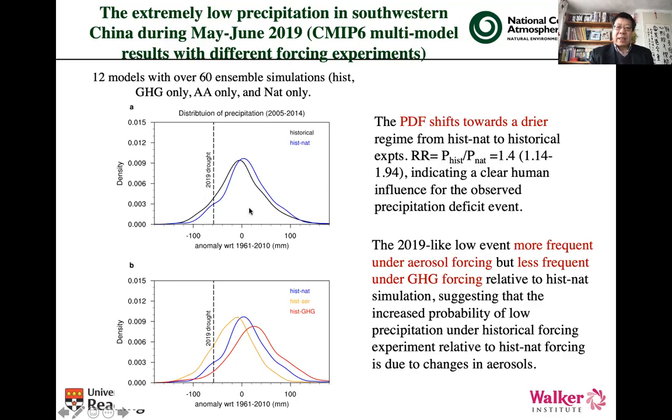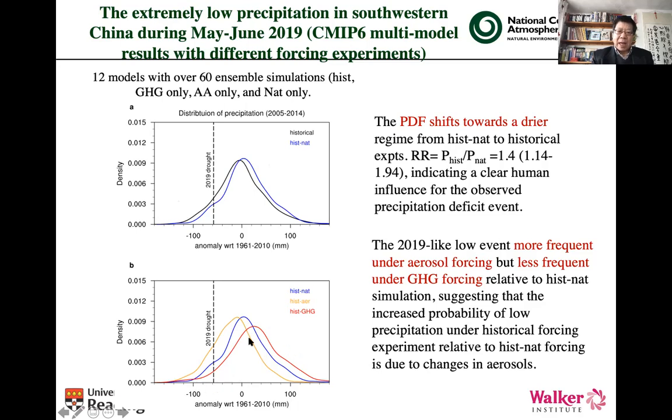And so here is the probability density function change from the historical natural simulation to the historical simulations. You can see that relative to the natural simulation, the historical simulations shift to the left, indicating that anthropogenic forcing led to an increase of low precipitation events in Southwest China. And here it shows the individual forcings, and the blue line is natural forcing, the red line is due to the greenhouse gas.